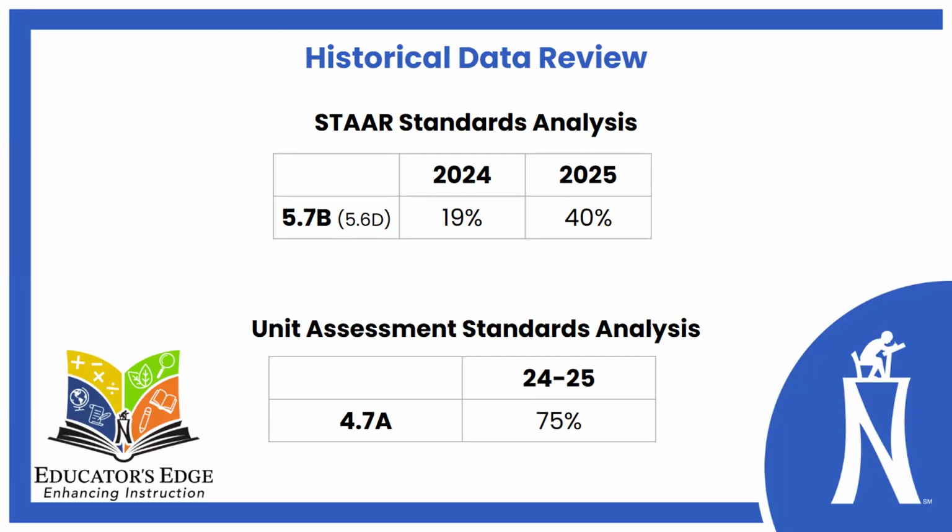All right, so we're going to get started today with looking at some historical data, starting with the STAR. So this standard, which the new TEK is 5.7b, but when you're looking at historical data from 2024, back then it was 5.6d. Both of them are the same content. And so in 2024, Northside had 19% of our students show mastery on this standard, and we did improve last year in 2025 with 40%, but it still landed this TEK as a hotspot TEK.